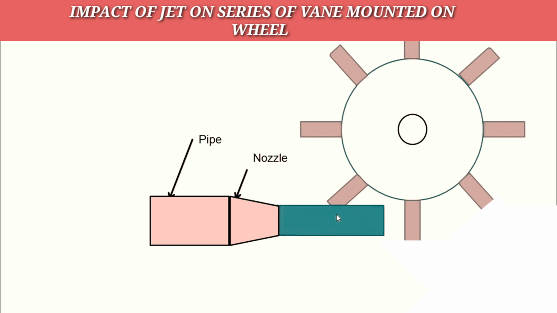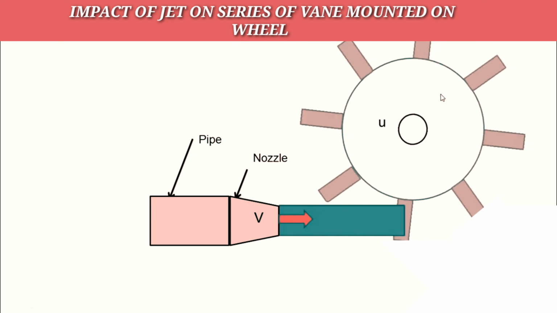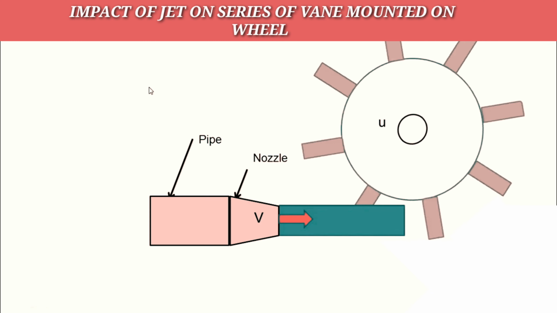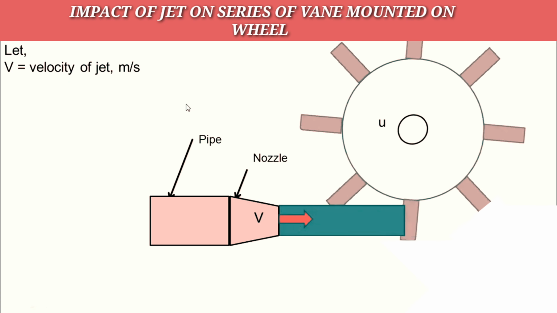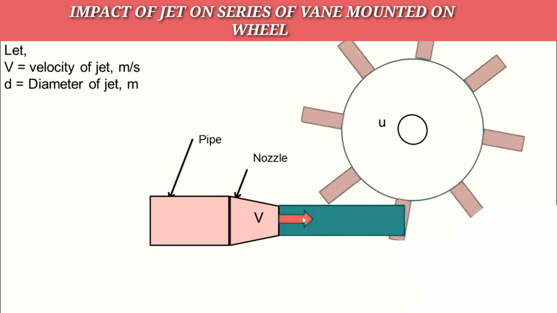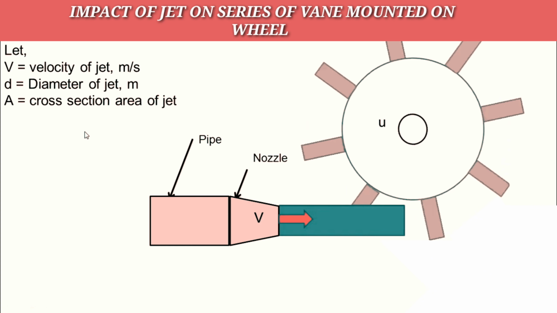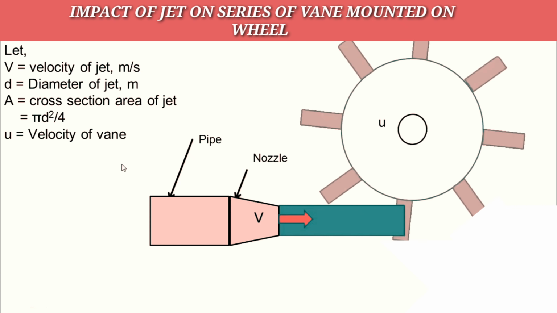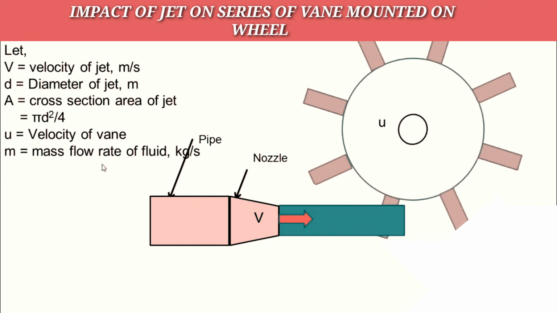Now jet of water coming out of the nozzle strikes this flat plate of wheel with a velocity v. Now the wheel starts to rotate with the velocity u here. So let us consider the different parameters used here. Let v1 is equal to velocity of jet in meter per second, d is equal to diameter of jet, capital A is equal to area of jet, that is equal to pi by 4 d square, and u is equal to velocity of vane or plate. Let m is equal to mass per second.